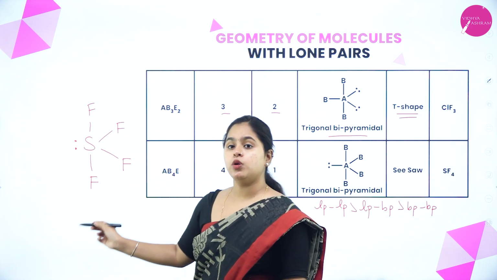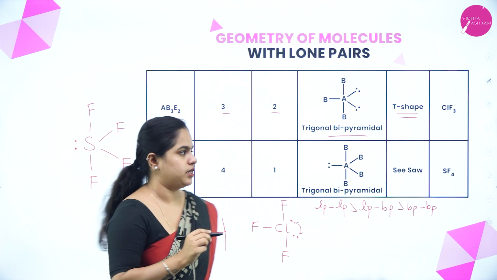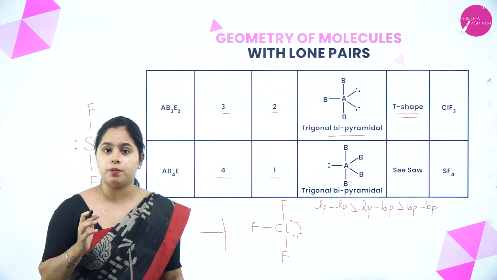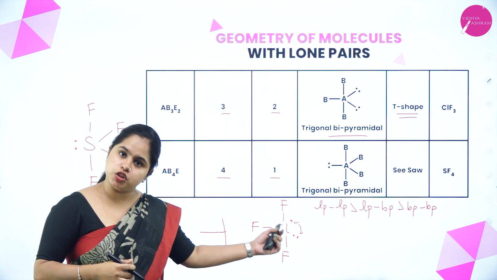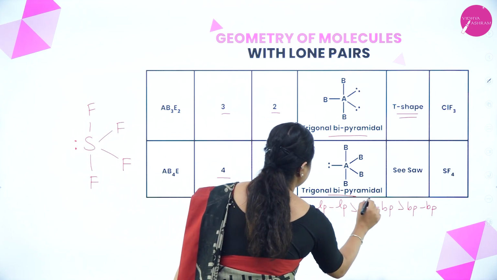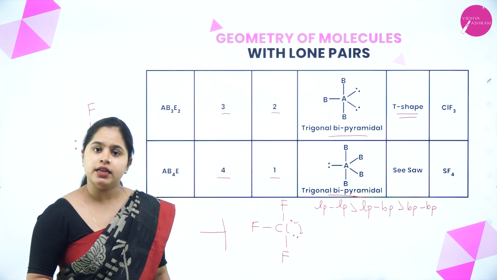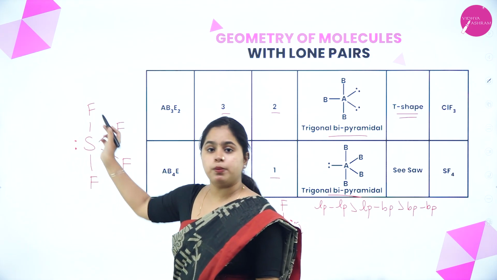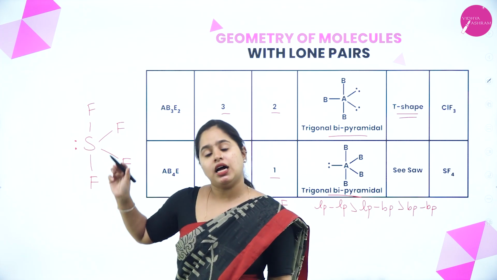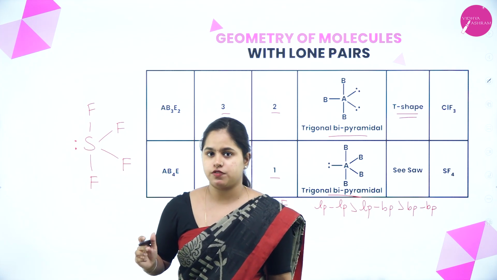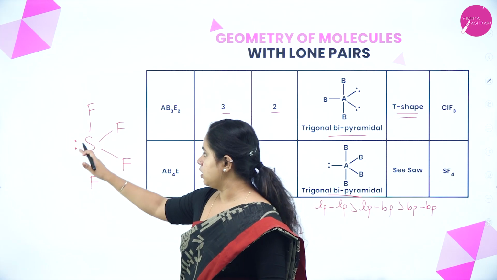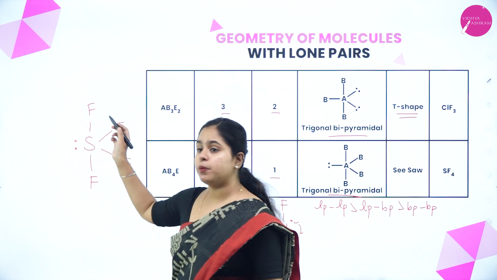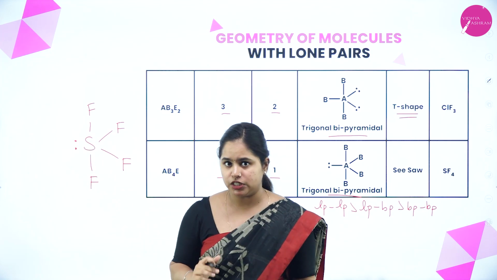So a total of 4 bond pairs and 1 lone pair is present, right? 4 bond pairs and 1 lone pair. Again, the total number of electron pairs will be 5, right? So the geometry will again be trigonal bipyramidal. But for the shape, as you can see here, lone pair-bond pair interactions will be there, as well as bond pair repulsions, right? There is no other lone pair, so lone pair-lone pair interactions won't be there. Here lone pair and bond pair repulsions are there.